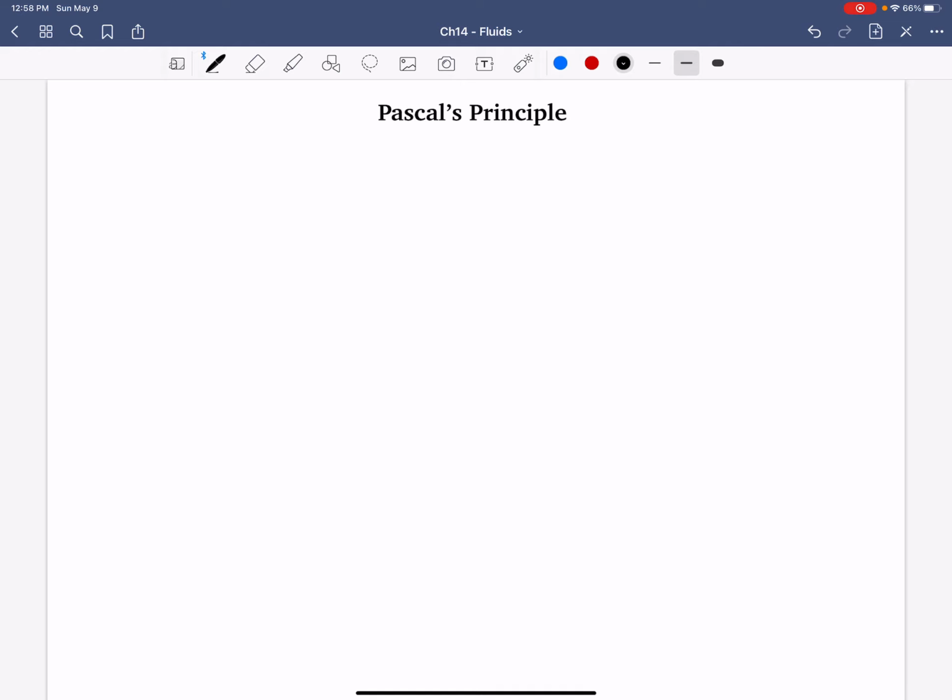All right, so to start off, fluids, which is what chapter 14 is about, we have to talk about Pascal's principle. That describes how as you move up or down in a continuous fluid, a fluid being a gas or a liquid, the pressure at that height or depth will change. Specifically, the pressure depends on the height. So let's take a look at what I mean.